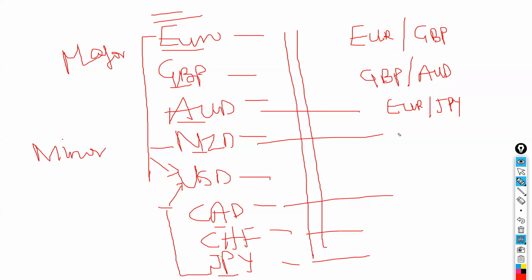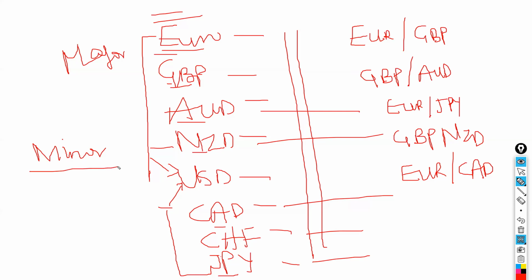Maybe the GBP against the New Zealand dollar, or maybe the euro against the Canadian dollar. Whenever any of these currencies are paired against any other of them, they are regarded as the crosses. You can call them cross currency pairs or minor currency pairs. So this is it.